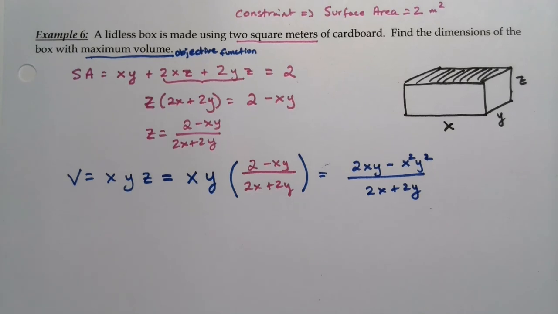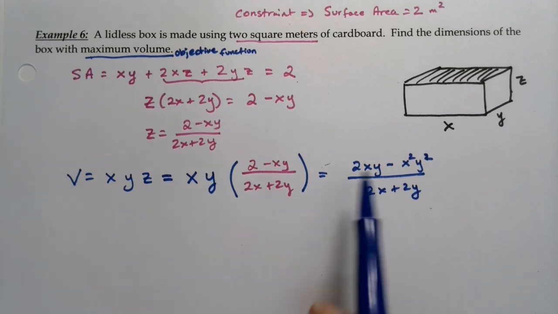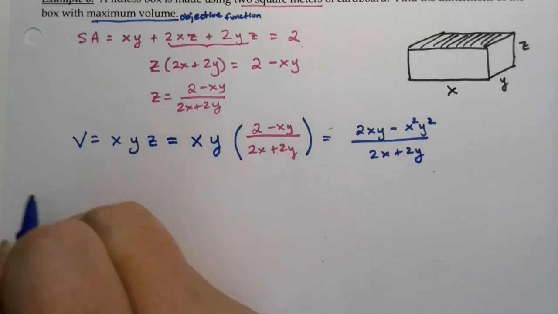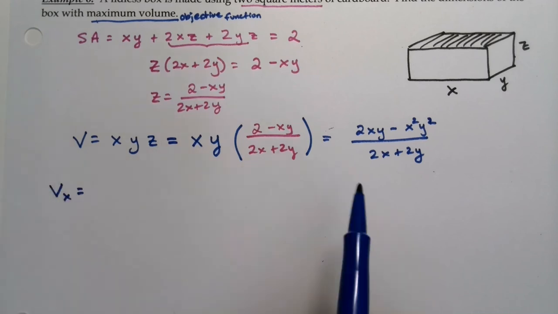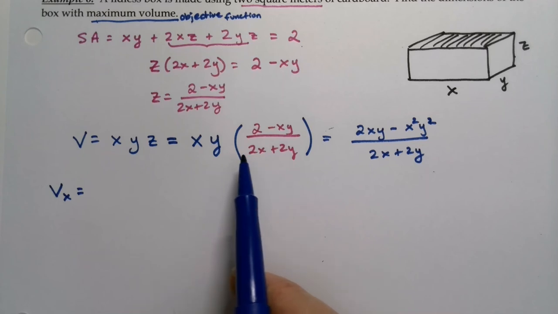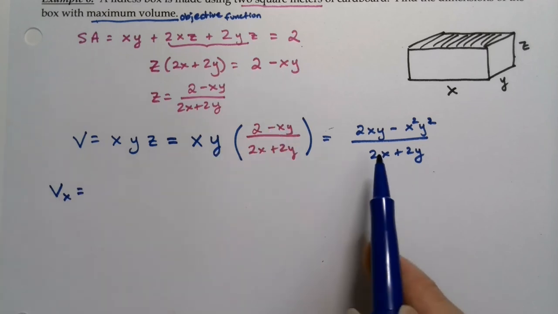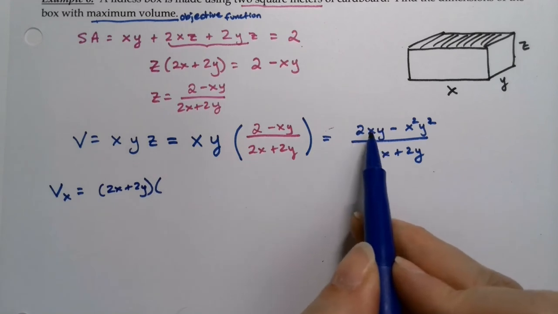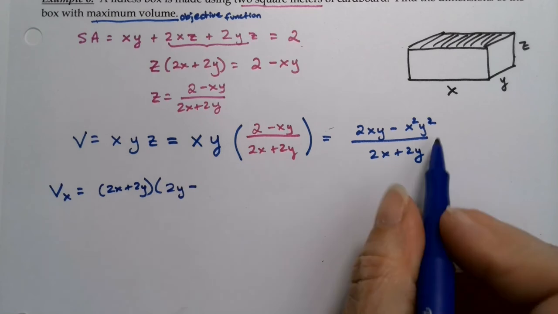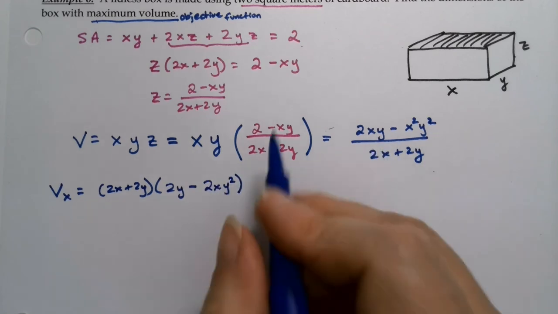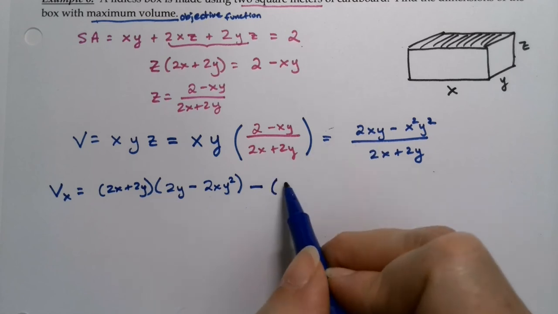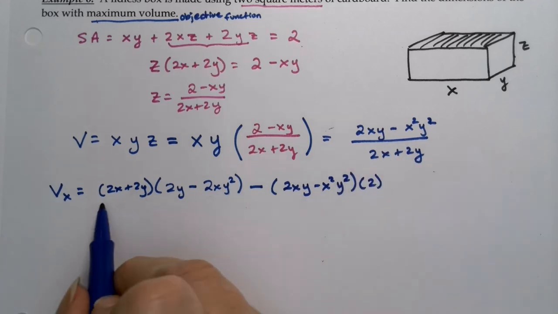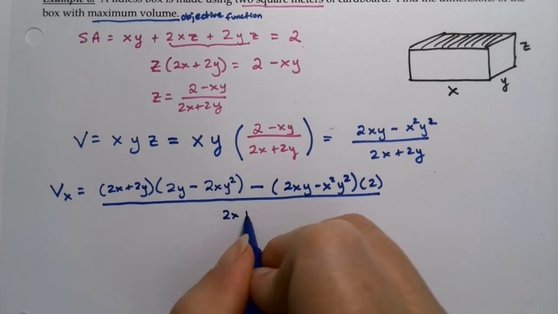All right, now in order to find my critical points, I know that I need the derivative of this with respect to x to be equal to 0, and also the derivative with respect to y to be equal to 0. Okay, so let's start by finding v sub x. V sub x would involve the quotient rule. That's why I did this, because I didn't want to have a quotient rule and a product rule involved, so I made it all just a quotient rule. So I take that denominator, 2x plus 2y, times the derivative of the numerator with respect to x. That's 2y minus 2xy squared, right? Minus, and then I leave the numerator alone, so that's 2xy minus x squared y squared times the derivative of the denominator with respect to x, which is 2. And I put that all over 2x plus 2y.